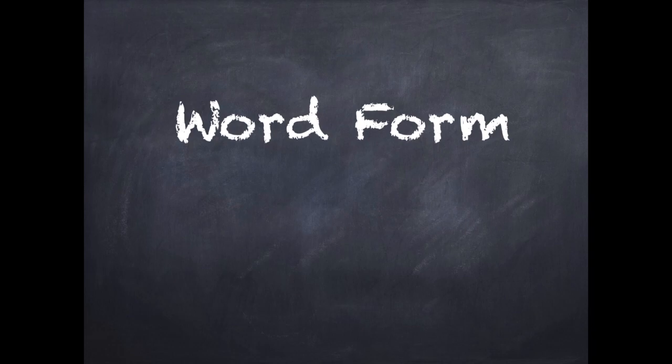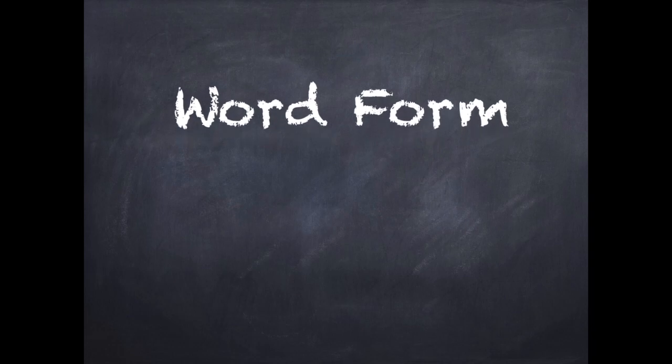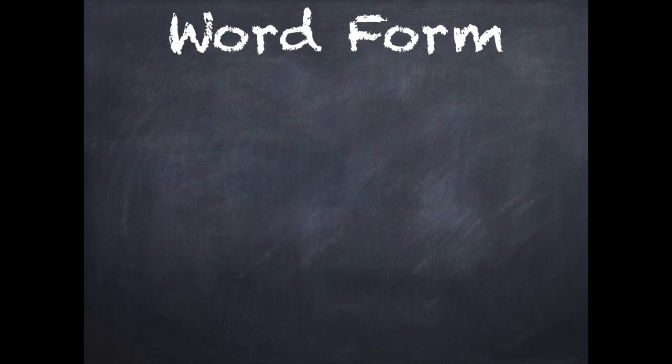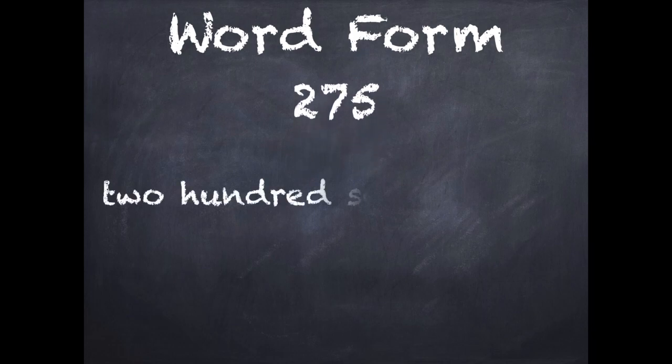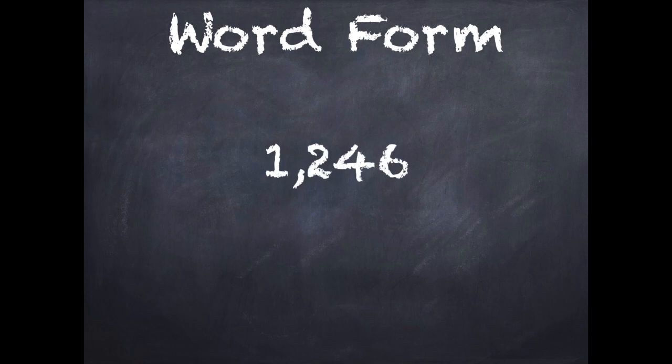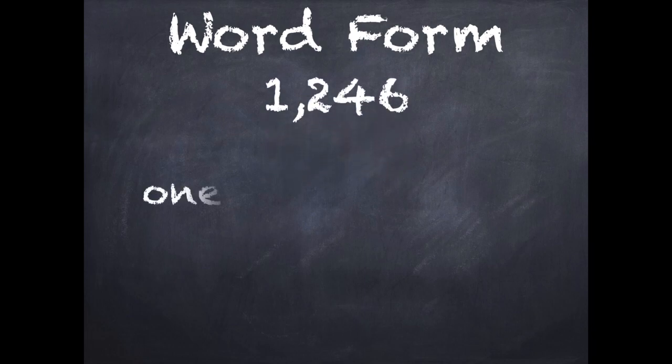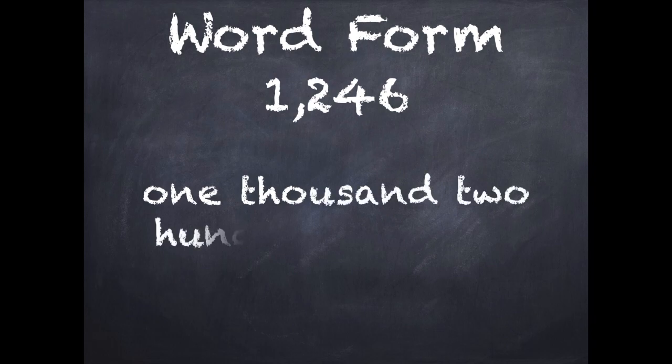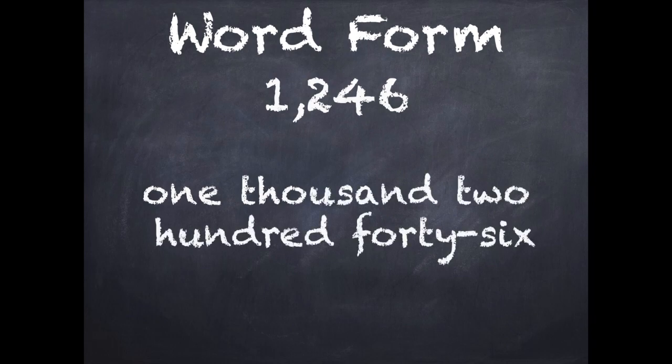Here we go. When writing a number in word form, you're just going to write it the same way that you would read the number. This number, when you see it, you would read it as 275. That's how you write it, 275. The same with this one. When you look at the number, you would read that 1,246. That's word form, 1,246.